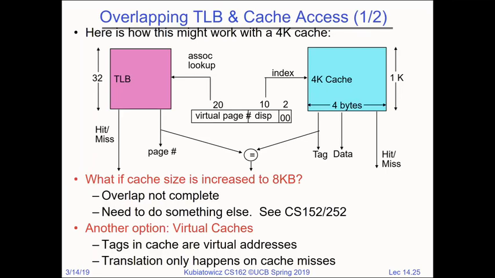Another thing that you could do, which is a little less popular these days, is you can make your cache have virtual addresses in it. So now you can, in parallel, look up in the TLB and the cache, no matter what the address looks like. We're not going to talk further about that either.